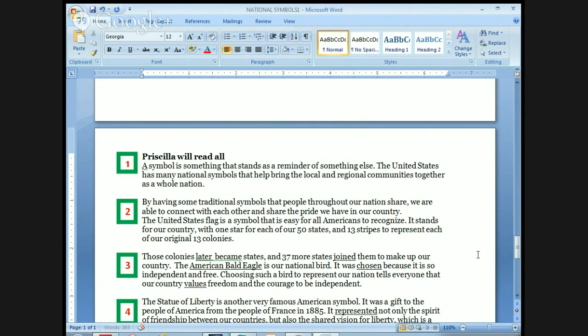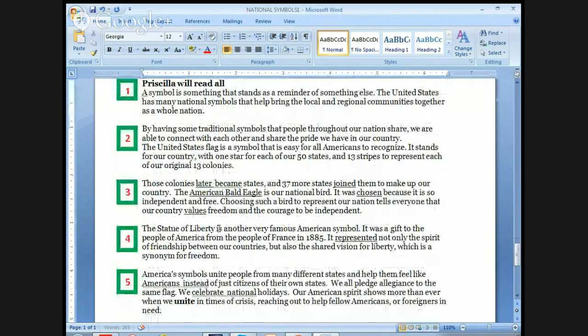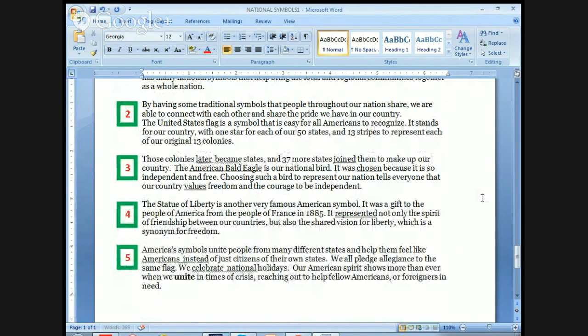of our original 13 colonies. Those colonies later became states, and 37 more states joined them to make up our country. The American bald eagle is our national bird. It was chosen because it is so independent and free.